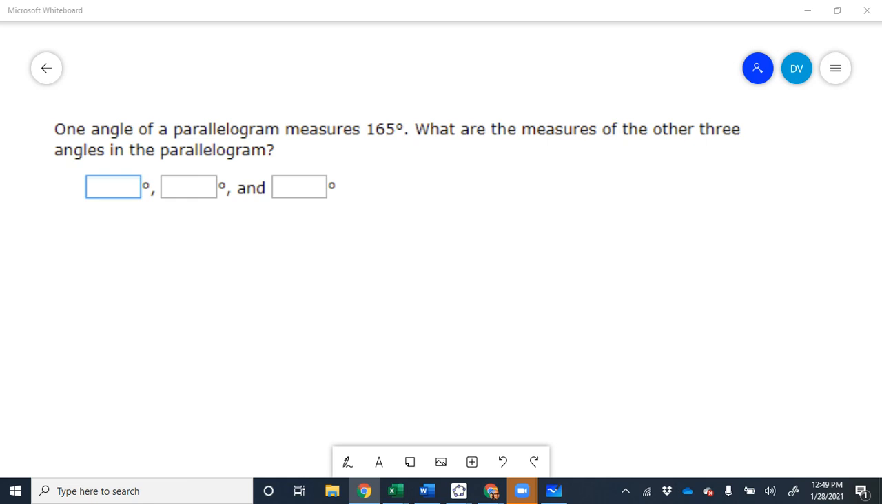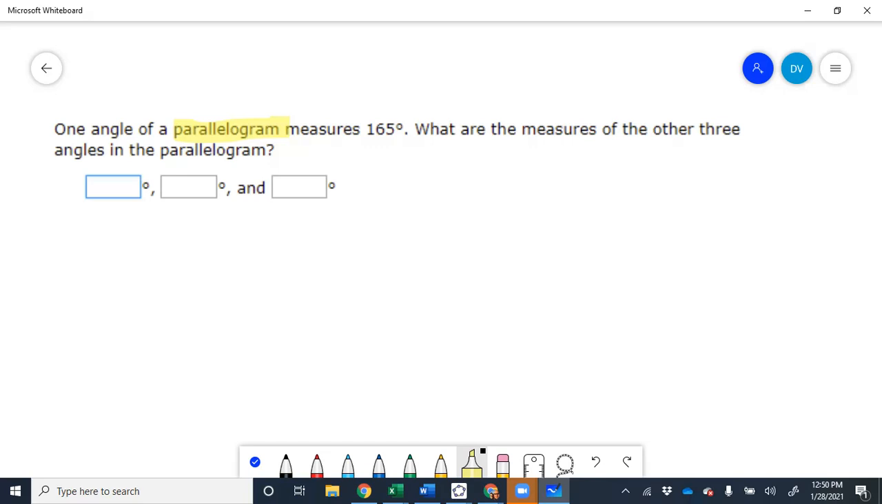This says one angle of a parallelogram. I'm going to define that in just a second. A parallelogram. Because we've talked about quadrilaterals in the last module. They're just polygons or shapes with four sides. So is this one. It's just a little bit more special. Anyway, one of the angles in this parallelogram measures 165 degrees, and their question is, what are the measures of the other three angles in the parallelogram?